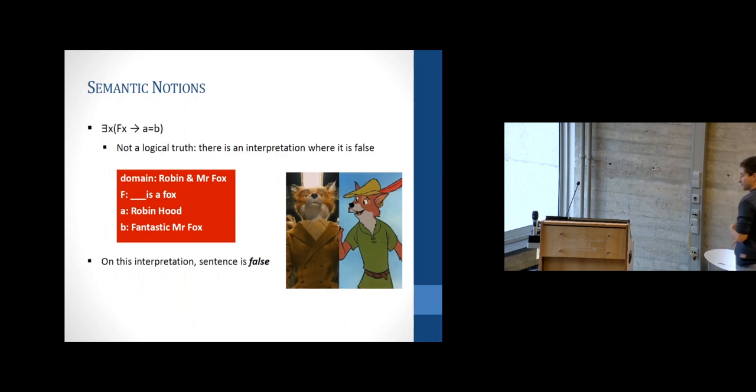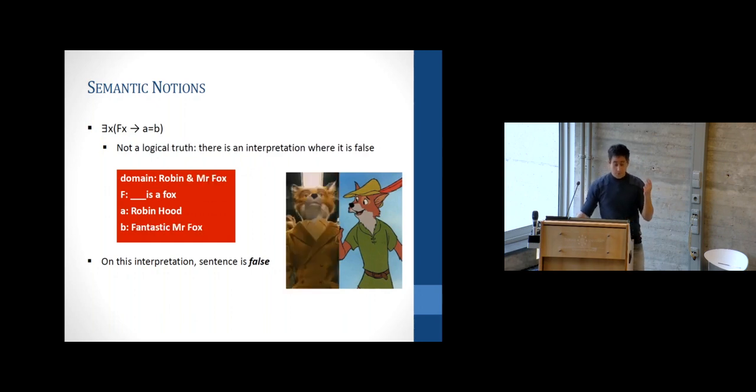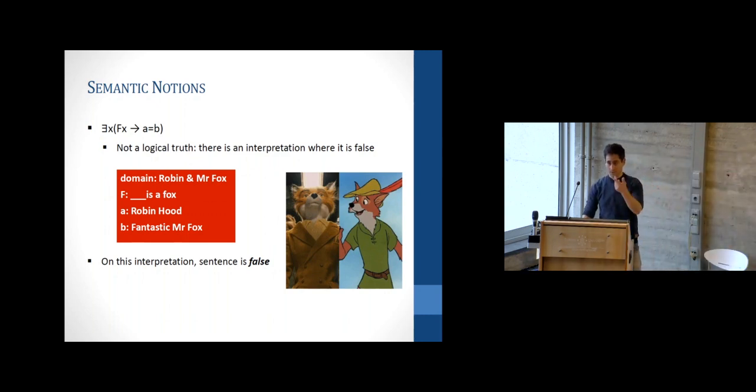F applies to everything which is a fox. So there is something which is a fox, fantastic Mr. Fox, but A and B are not the same. So I can instantiate this to get Fb. Then if A equals B, this is false. The other part is true, so the entire sentence is false. So I showed that there's an interpretation in which this sentence is false. The identity alone is false as well, so the whole sentence is false.